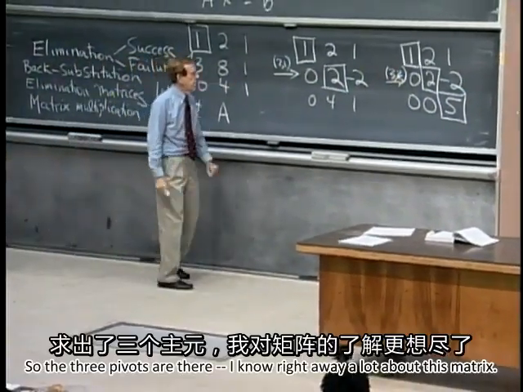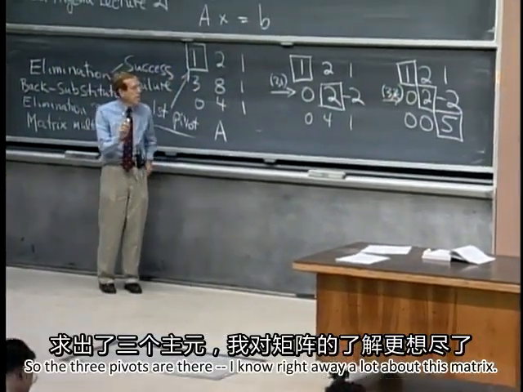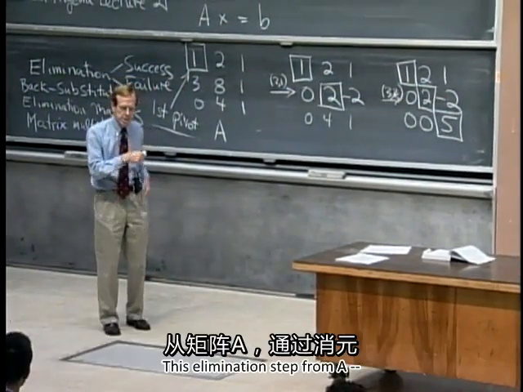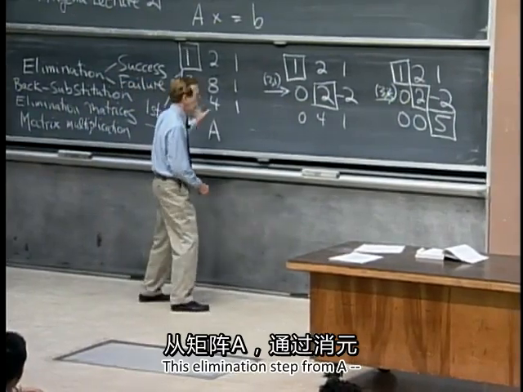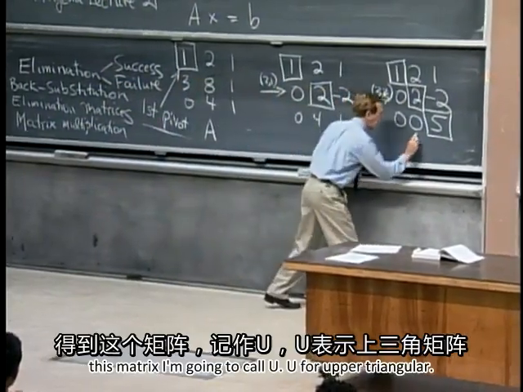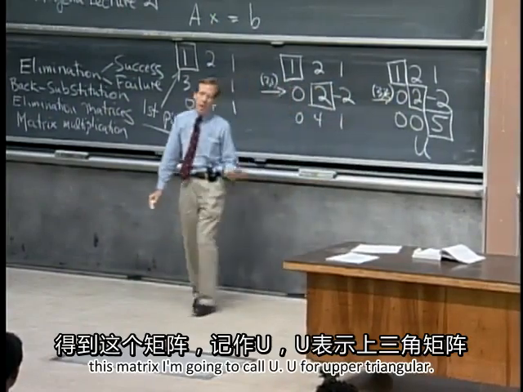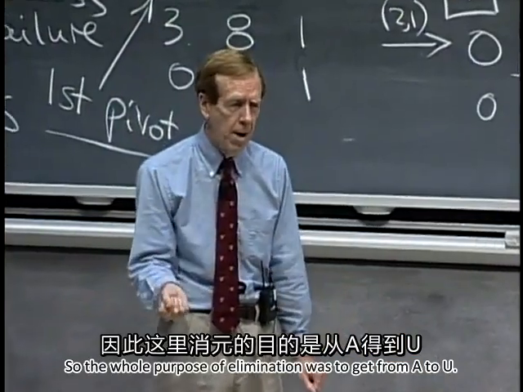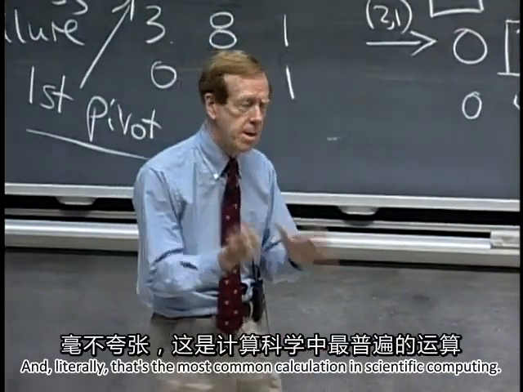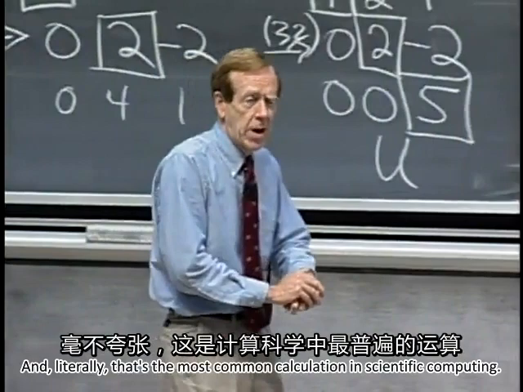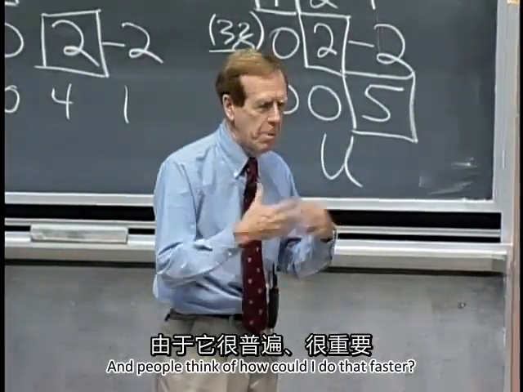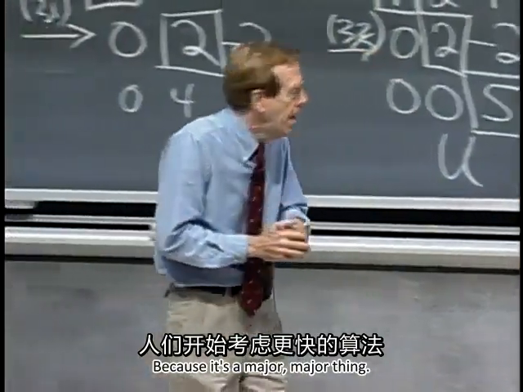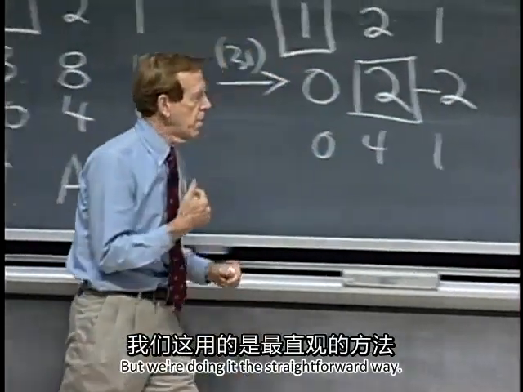So the 3 pivots are there. I know right away a lot about this matrix. This elimination step from A, this matrix I'm going to call U. U for upper triangular. So the whole purpose of elimination was to get from A to U. And literally, that's the most common calculation in scientific computing. And people think of, how could I do that faster? Because it's a major, major thing. But we're doing it the straightforward way.